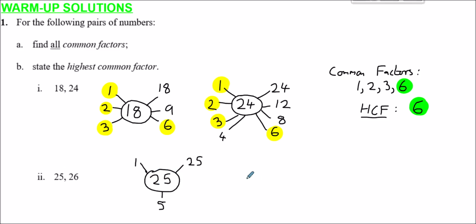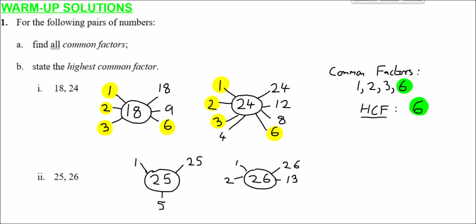So 26. 26 we can divide by 1, gives us 26. We can halve it, we can divide by 2, which is 13. We can't divide it by 3, we can't divide it by 4. Can't divide it by 5, or 6, or 7, or 8, nor 9, nor 10, nor 11, nor 12. But we can divide by 13, which we already had on the other side. And so this is all the factors of 26.